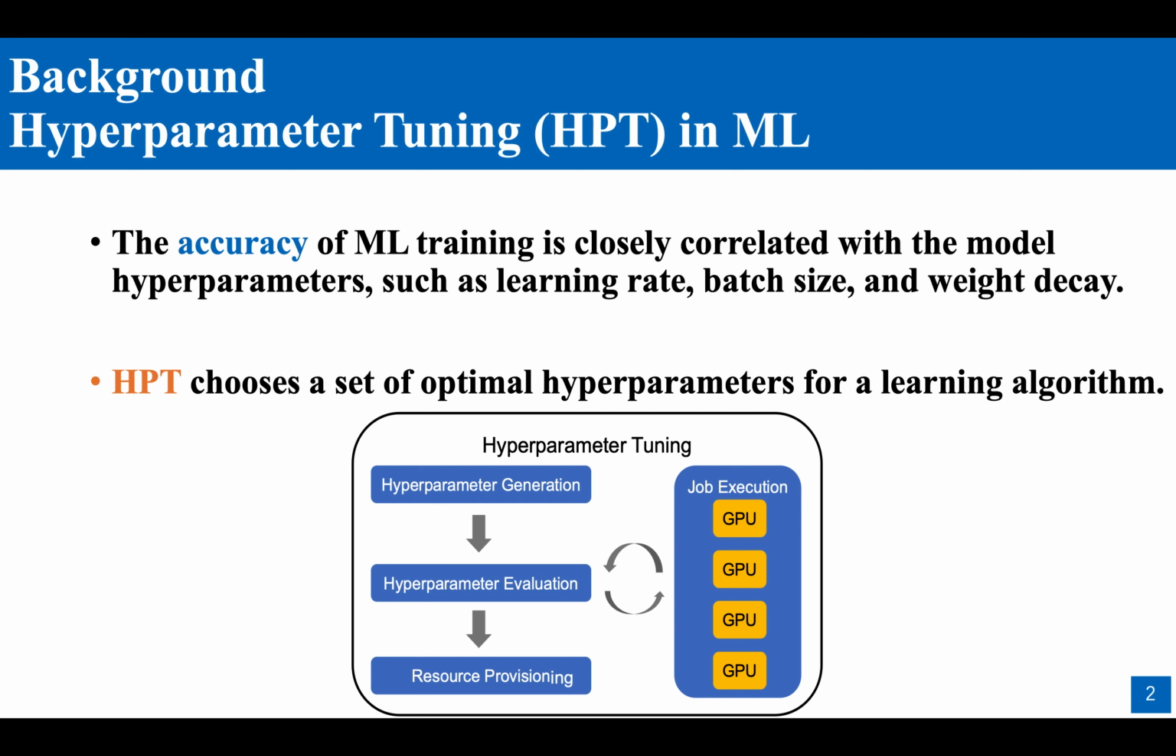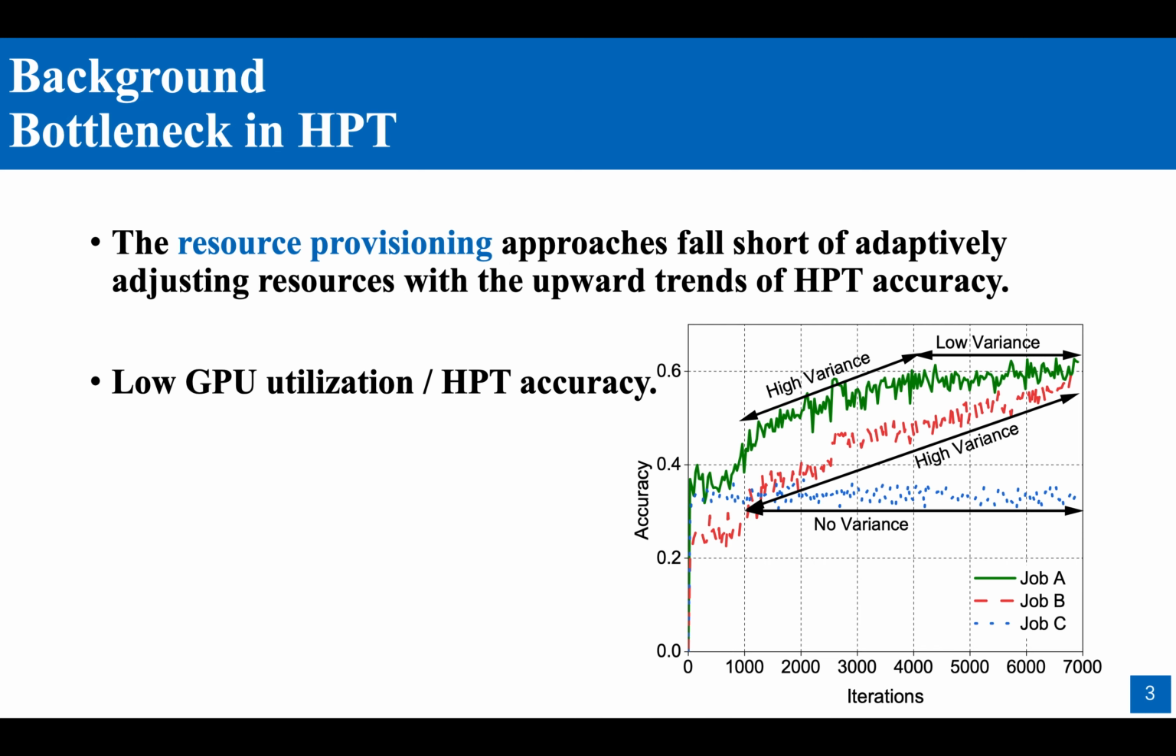A generic framework of HPT system mainly consists of four modules. The first is hyperparameter generation, the second is hyperparameter evaluation, the third is job execution, and the last one is resource provisioning. However, the current resource provisioning approaches have some bottlenecks that fall short of adaptively adjusting resources with the upward trends of HPT accuracy, resulting in low GPU utilization or low HPT accuracy.